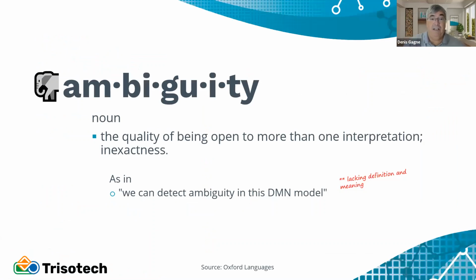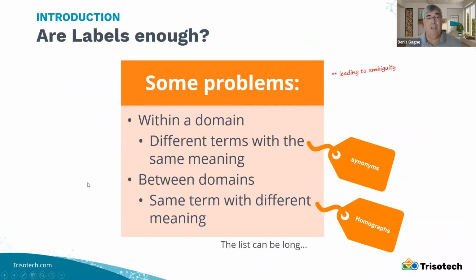So basically, as you can tell, my topic today is all around the elephant in the room, which is ambiguity. And the fact that without definition and deep meaning, it's hard to really understand what these DMN models really mean. So I can detect some ambiguity in this DMN model. So the question I'm posing here is, are labels enough?